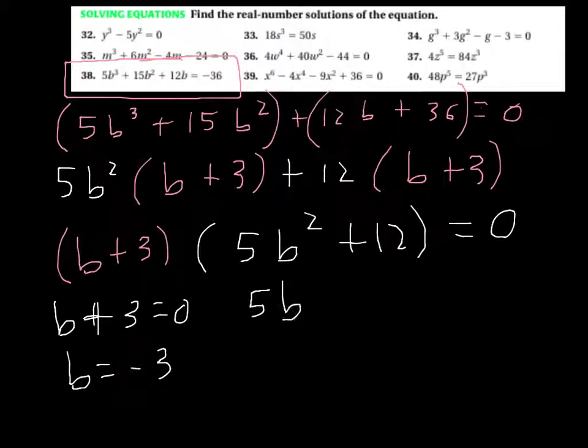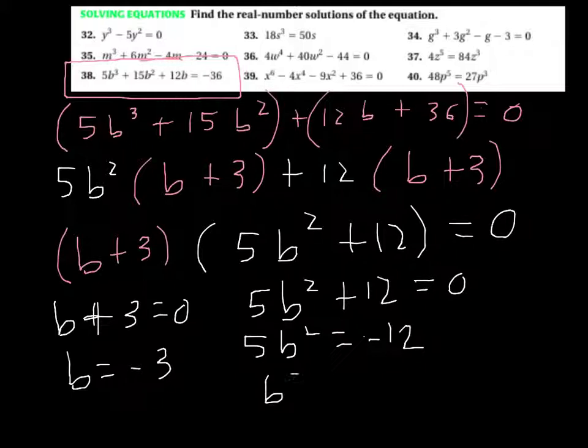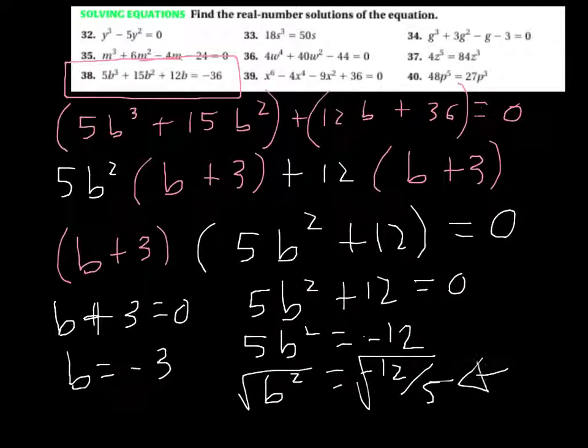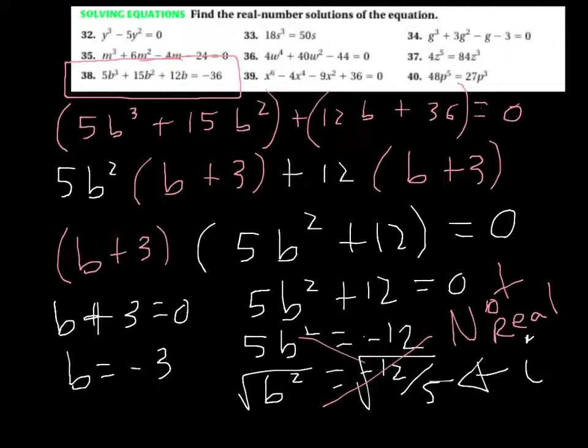And then 5b squared plus 12 equals 0. This is 5b squared equals negative 12. B squared equals negative 12 fifths. And when I go to take the square root of both sides, this is going to leave me with an imaginary number. So I don't really need to worry about this anymore because this is not real. So the only answer that we need to focus on is b equals negative 3. That's our only real answer.